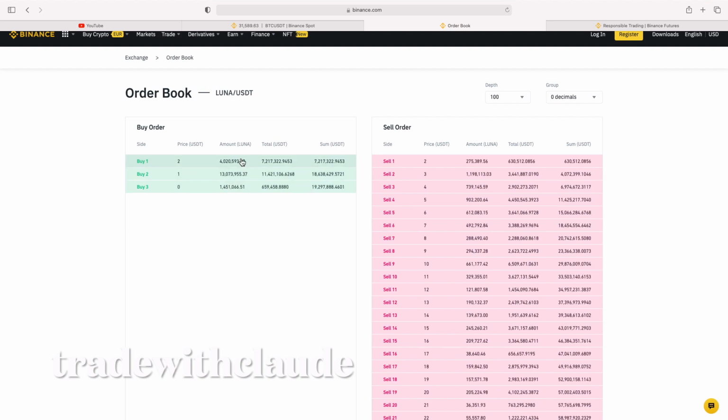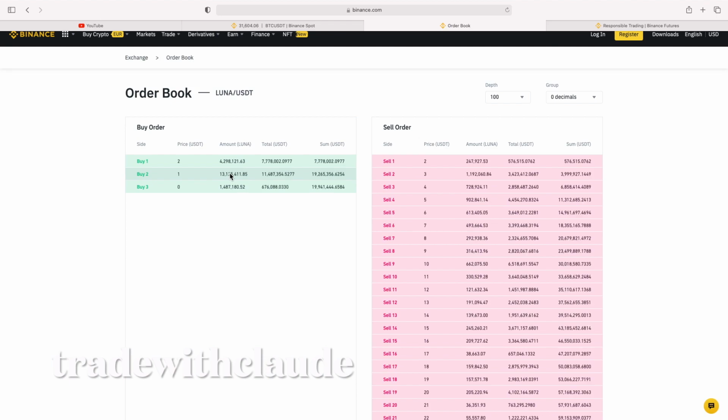And since the liquidity at this level is very high, if you go into your Binance markets now and you want to sell at $1, your order is going to get filled immediately. Why? It's because there are lots of people waiting to buy your order at this level. So this is a very simple topic.